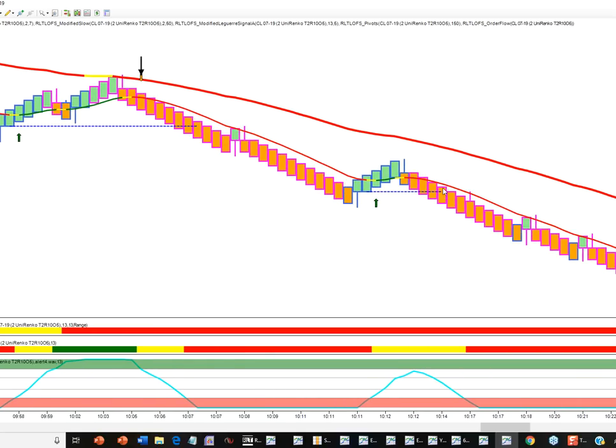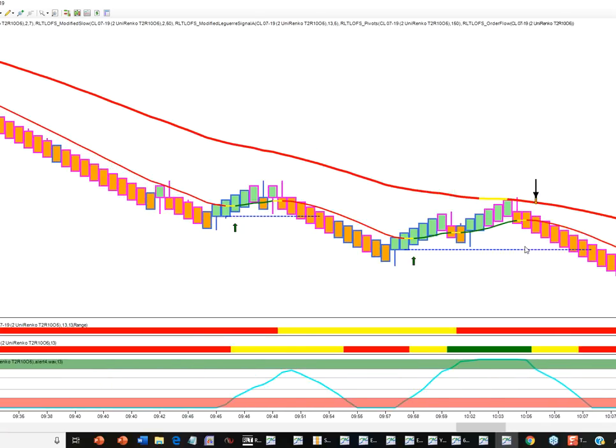Here's another trade. It's a break of a pivot. Our trading chart Laguerre is heading down. The multi-time frame direction is short. We have order flow. We break the pivot, and down we go. And I could show you this over and over again.